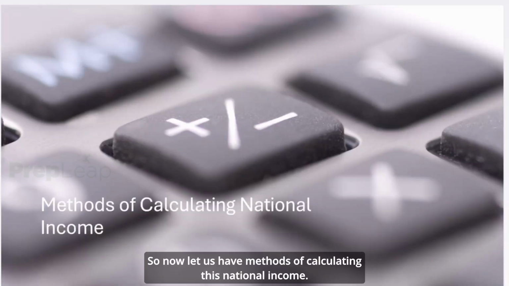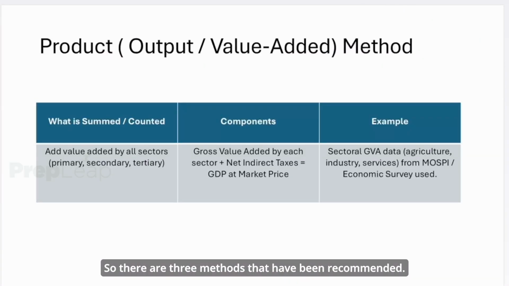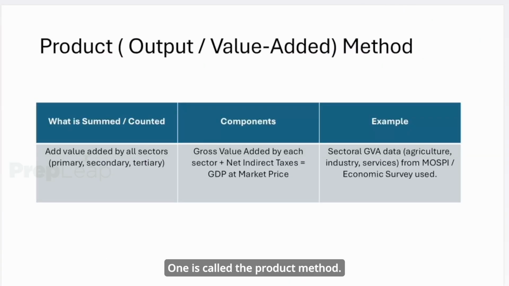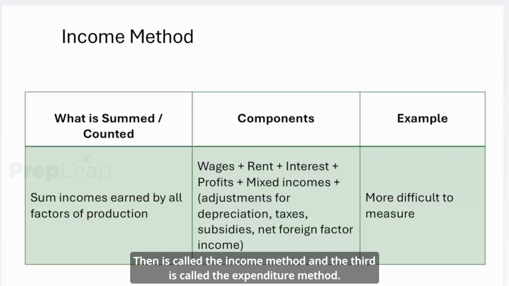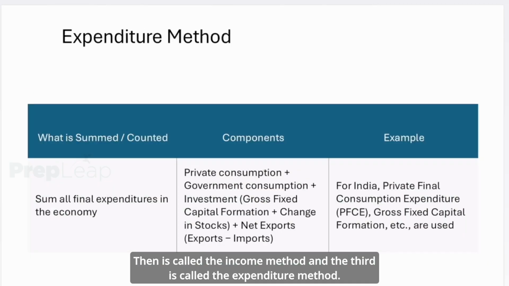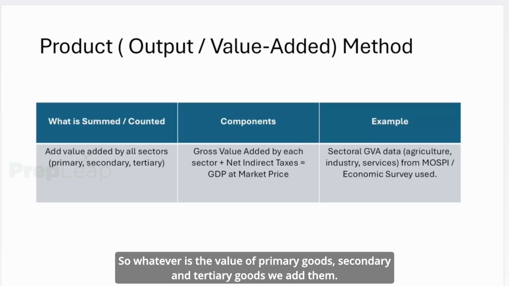So now let's look at methods of calculating this national income. We know what net national income is, and now we calculate it. There are three methods that have been recommended. One is called the product method, then the income method, and the third is the expenditure method. So let's understand the product or output method. What is summed up or counted? Value added by all sectors. So whatever is the value of primary, secondary and tertiary goods, we add them.